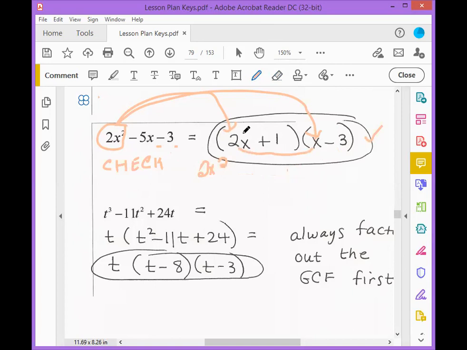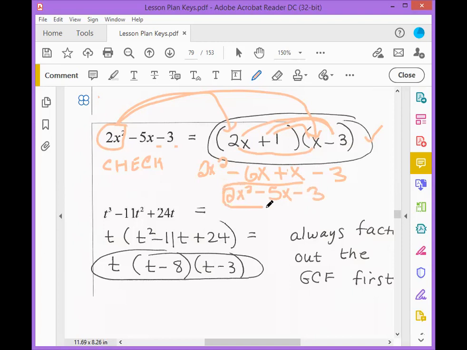Then we multiply the outer terms, 2x times minus 3. That gives us negative 6x. The inner terms, 1 times x, that's just 1x or x, so plus x. And then the last term, 1 times minus 3, that gives us negative 3. We'll combine like terms in the middle, negative 6x plus x, that gives us negative 5x. And we carry down the terms that are in front and behind that negative 5x. So 2x squared and minus 3.